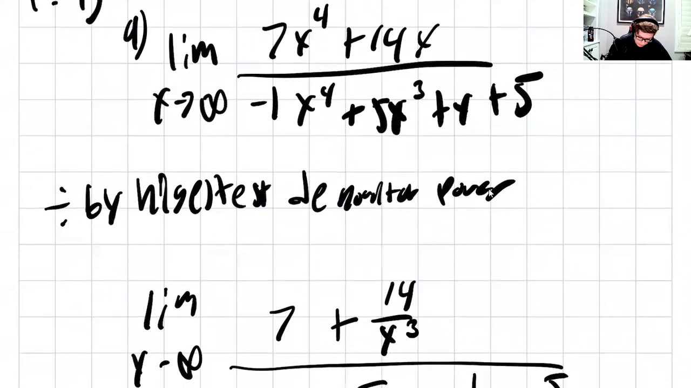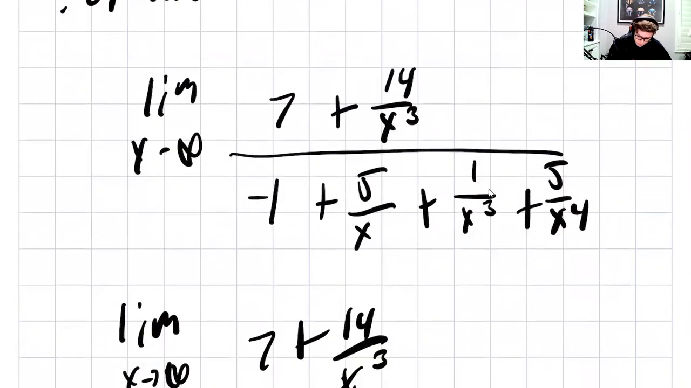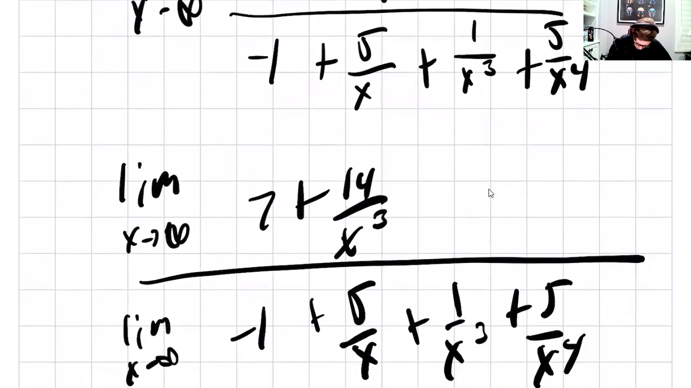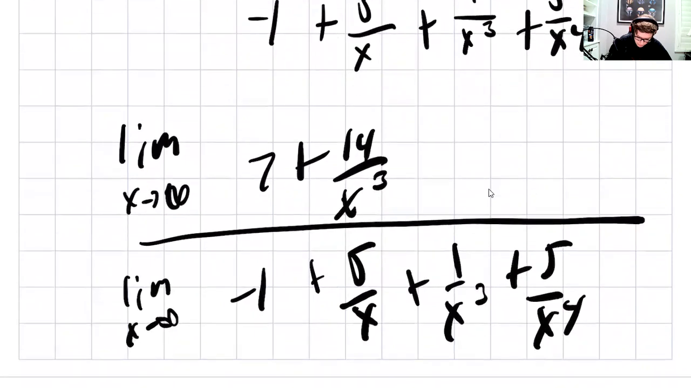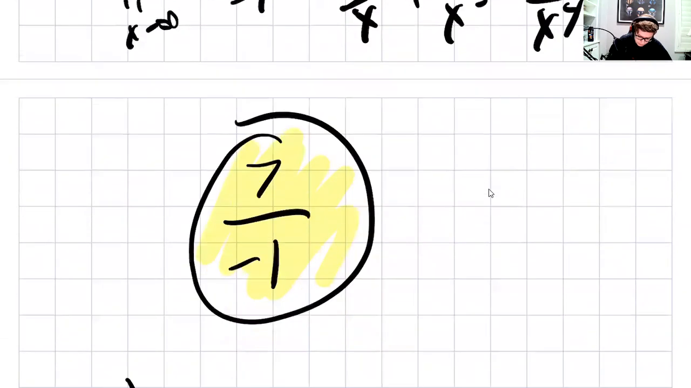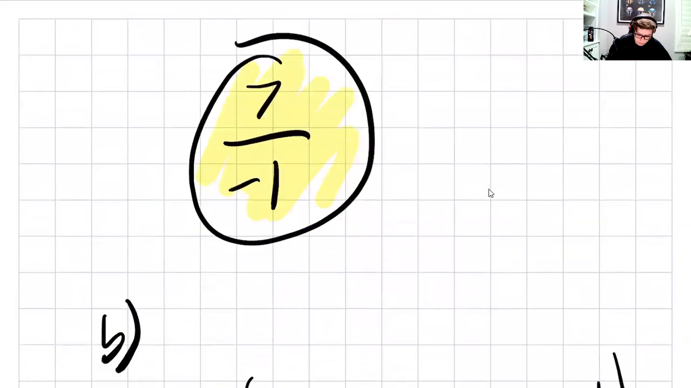So you divide by the highest denominator power, which in this case would be x to the 4th. When you divide everything by x to the 4th, you end up getting this right here. And then you can take the limit of the top and the limit of the bottom. As x goes to infinity, a term with x in the denominator is just going to disappear. It's going to equal 0. So what you're left with is 7 divided by -1.